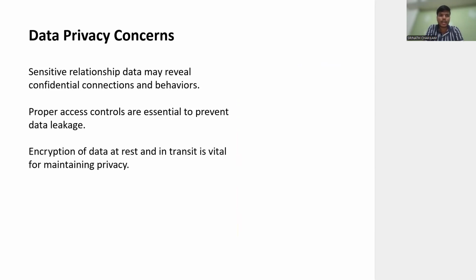Encryption of data at rest and in transit is vital for maintaining privacy. And sensitive relationship data may reveal confidential connections and behaviors.